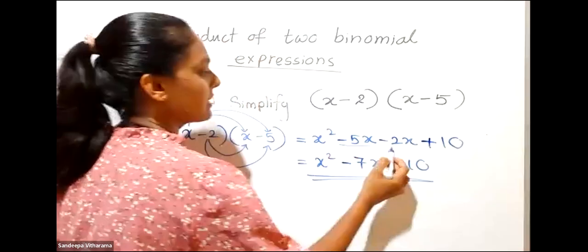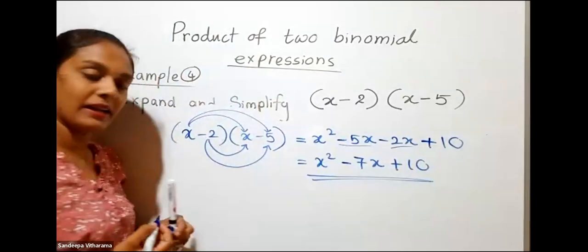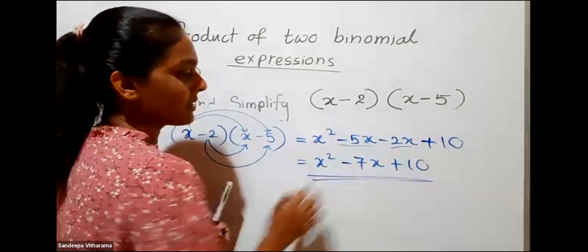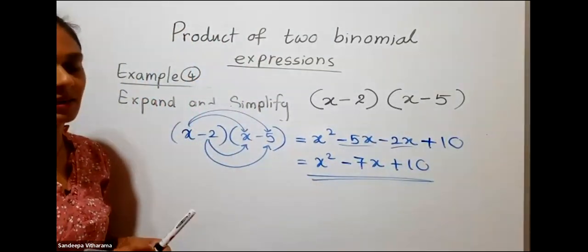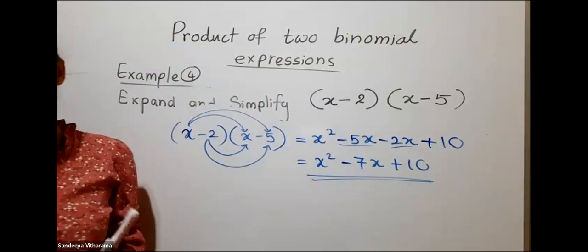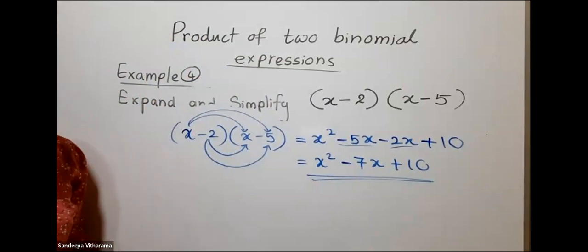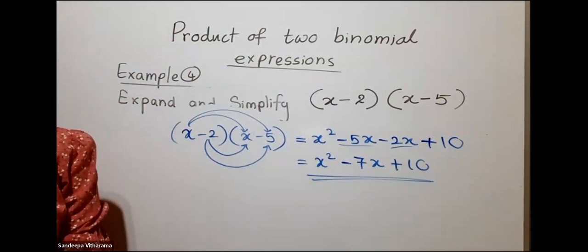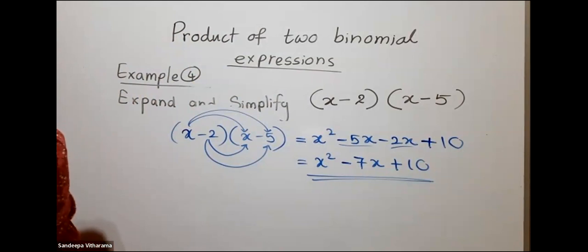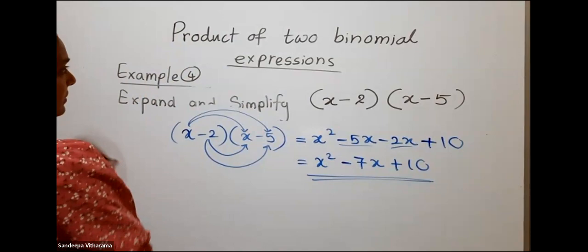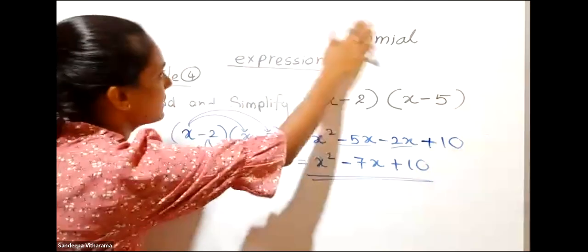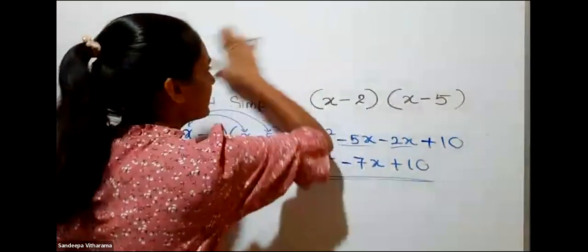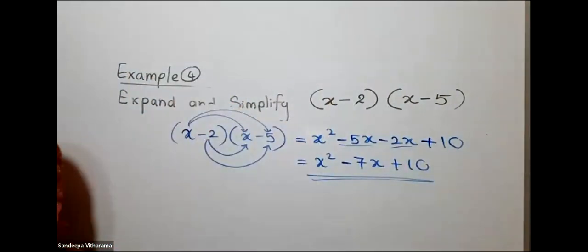Because when we have same sign numbers, we add them and include the sign of the numbers that we add. This is how we obtain the product of two binomial expressions. Binomial expressions are the expressions which consist of only two terms. Then we are going to move to the next part of the lesson, which is about the applications of this.